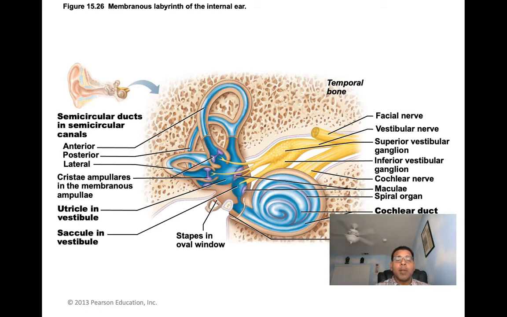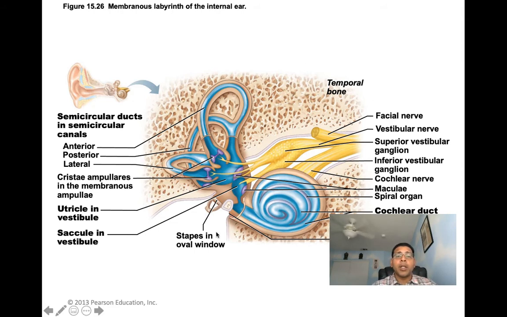The saccule and the utricle are important because they house equilibrium receptor regions called maculae that respond to gravity and our head position. And here you can appreciate the maculae inside the utricle and the maculae inside the saccule. Next, we can appreciate our semicircular canals. Our semicircular canals contain an area called the ampulla, which houses an equilibrium receptor region called the crista ampullaris, which you can see in all three of the ampullae. These receptors respond to angular head movements.